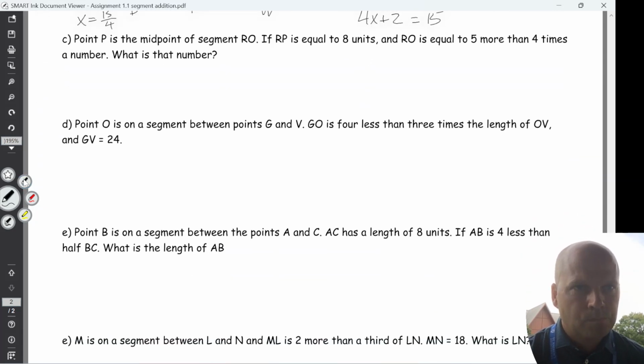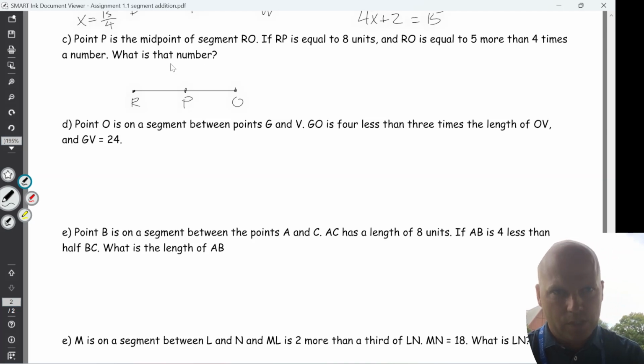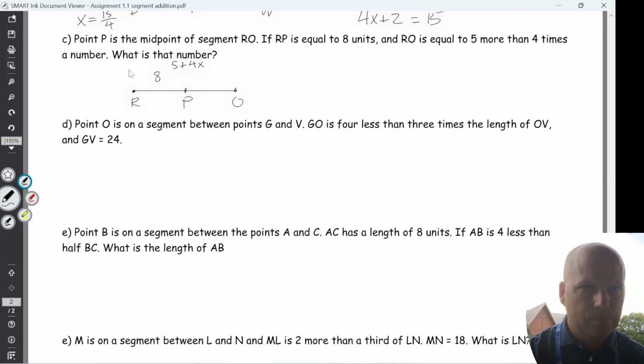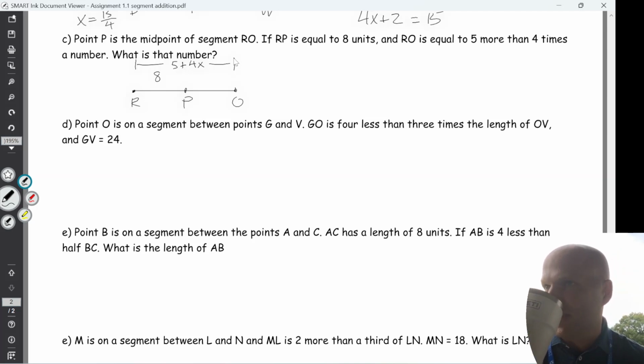All right, some more. Point P is the midpoint of segment RO. So picture that. If RP is equal to 8 units, RO is equal to 5 more than 4 times a number, what is that number? It's a very good question where we have to pay attention to details. We're not doing the same thing every single time. We're ready to adjust and adapt, think mathematically.